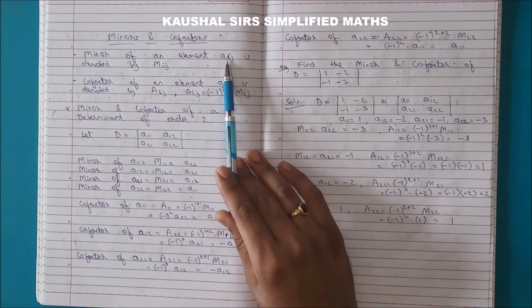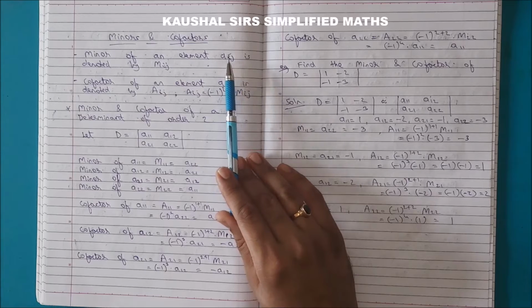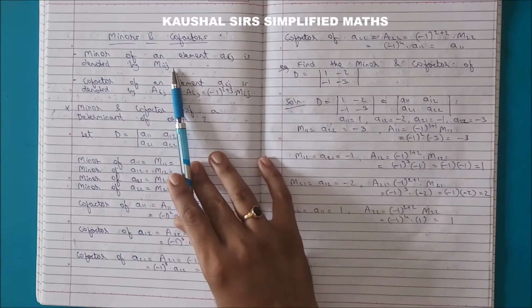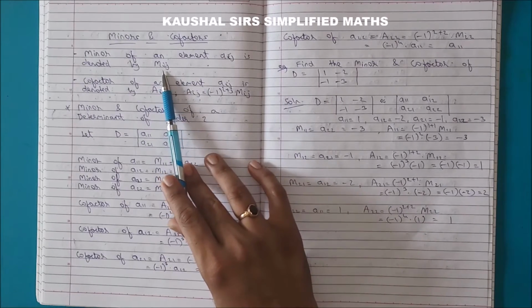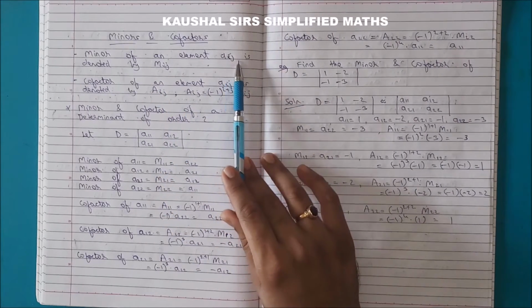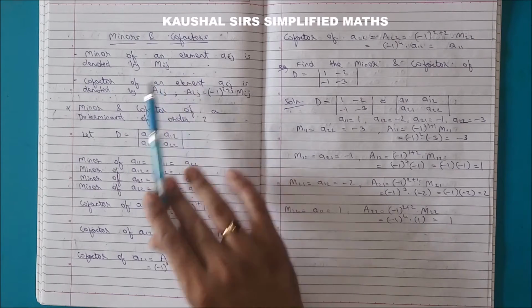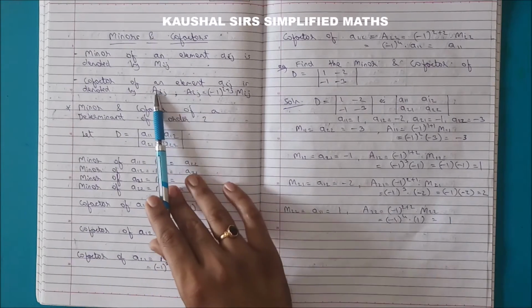Means if we have the element A11, where the value of i is 1 and the value of j is also 1, then its minor we will denote as M11. If suppose the element is A13, so minor is denoted by capital M and in the suffix we are going to write 13. Clear? Now what is cofactor?